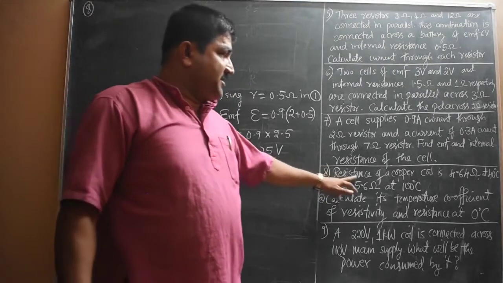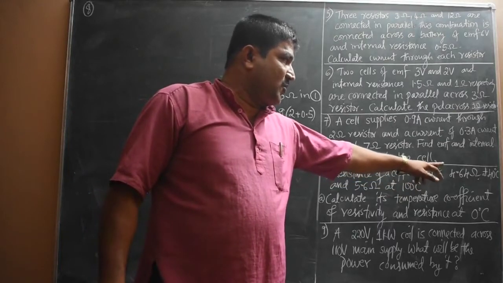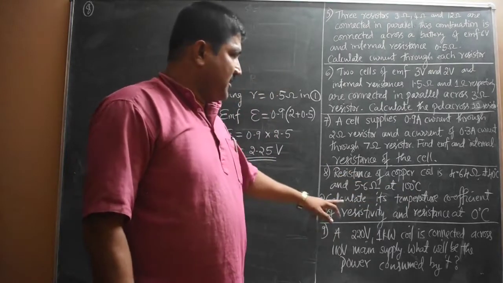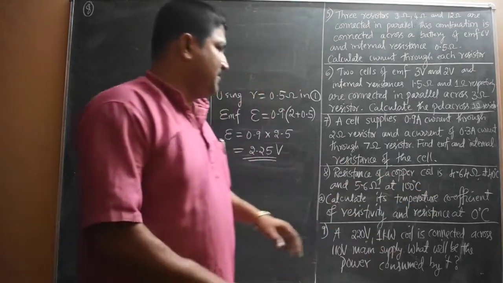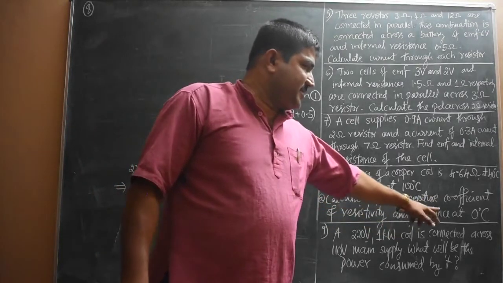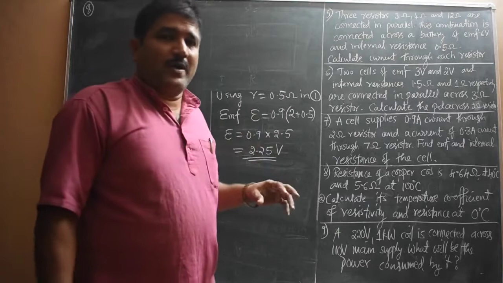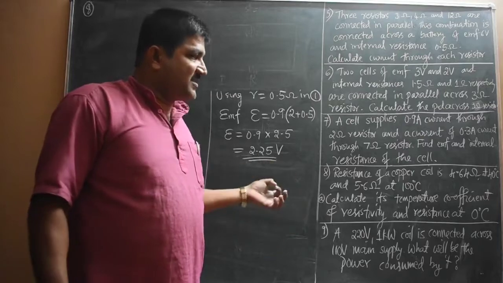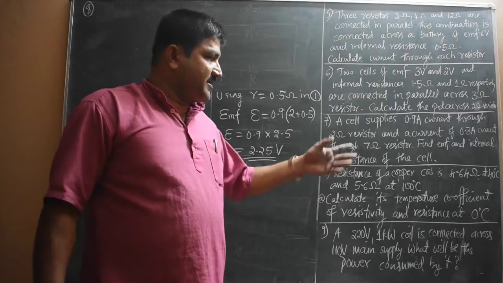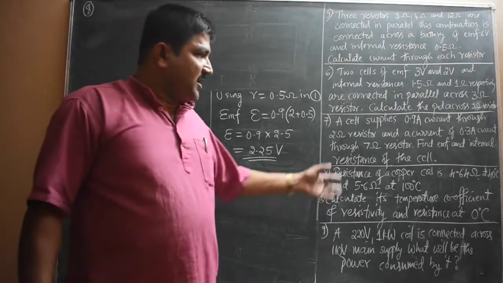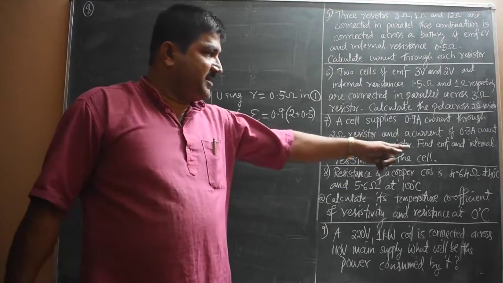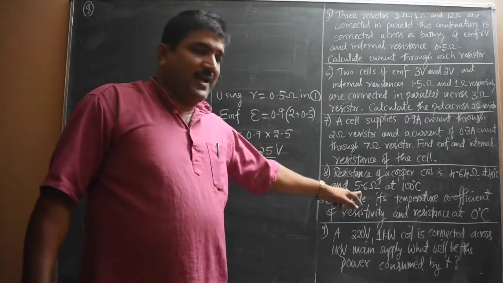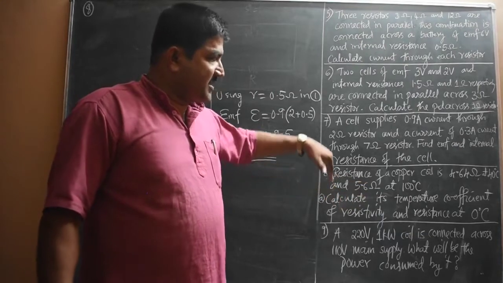Let me read the question. Resistance of a copper coil is 4.64 ohm at 40 degrees Celsius and 5.6 ohm at 100 degrees Celsius. Calculate the temperature coefficient of resistivity and resistance at 0 degrees Celsius. There is a copper coil. We know that the resistance, or resistivity, of copper depends on its temperature. As the temperature increases, resistivity and resistance both will increase. So here are the two situations given. At 40 degrees Celsius, the resistance is 4.64 ohm, and at 100 degrees Celsius, that copper coil has a resistance of 5.6 ohm. That means the resistance increases.